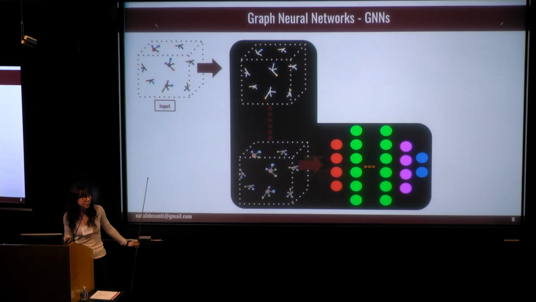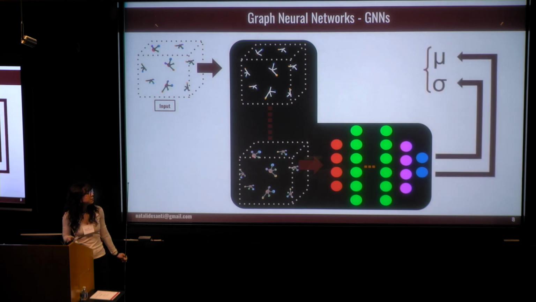And at the end of the day, we compress all this information one more time by passing it through a simple multi-layer perceptron. And we are able to obtain the first and the second moment of the posterior distribution of omega matter.